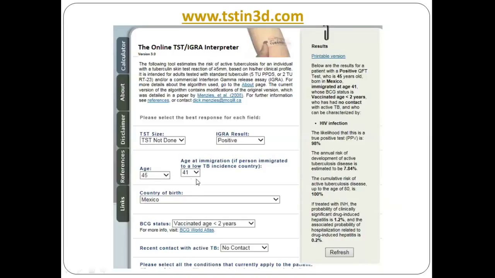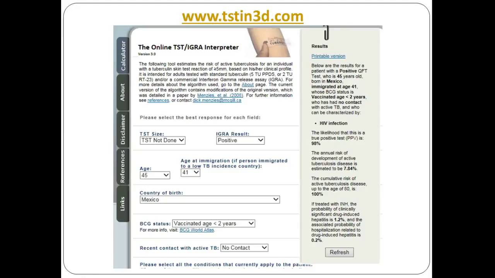The age of the patient. If the patient is from out of the country, when did the patient come to the U.S. or to the lower endemicity country? The country of birth. If the patient was BCG vaccinated, and the nice thing about this is that most of our patients won't remember. I mean, who is going to remember if they got BCG vaccinated? But over here you have access to the BCG World Atlas, and it will tell you, for example, in Mexico, pretty much 90% of the kids will be BCG vaccinated. So you kind of have to assume that everybody has been BCG vaccinated.